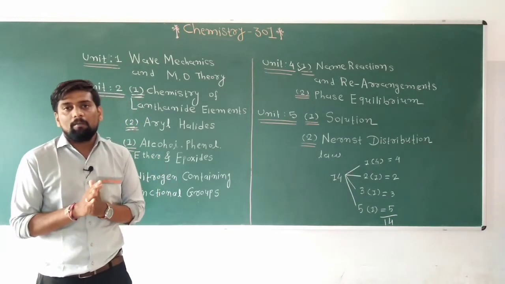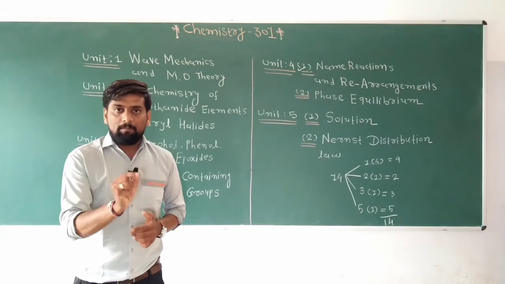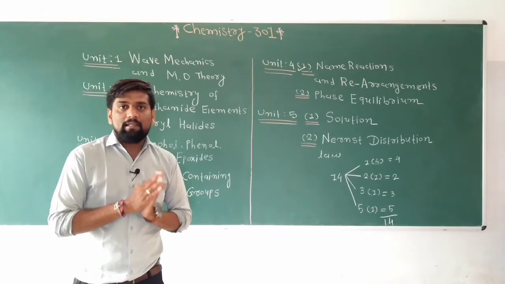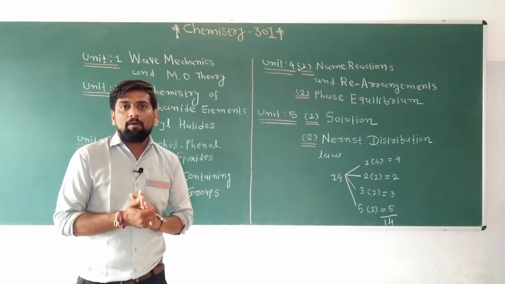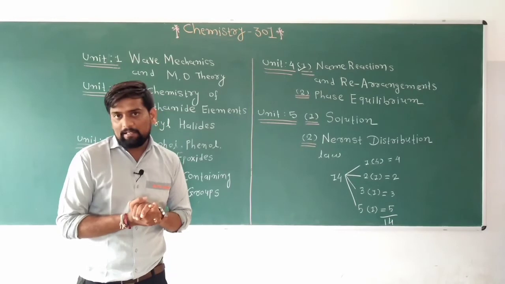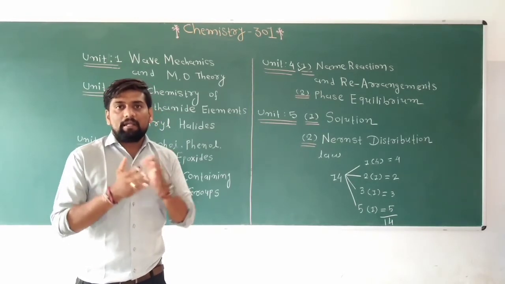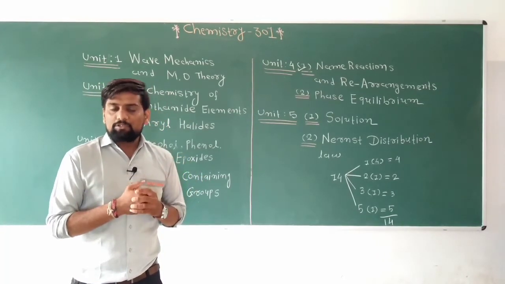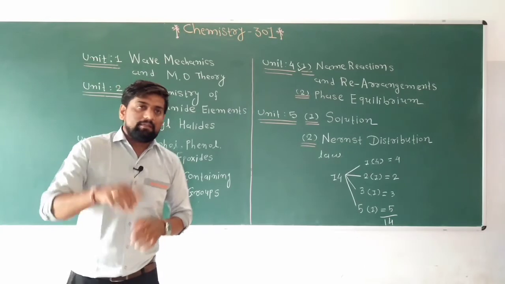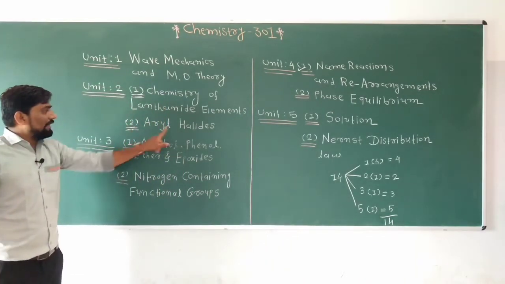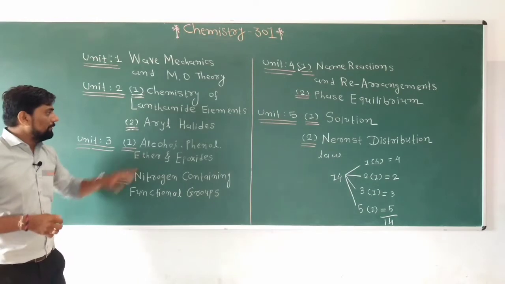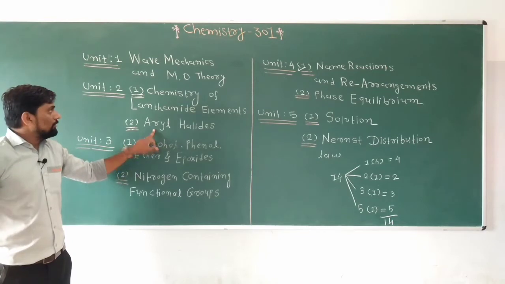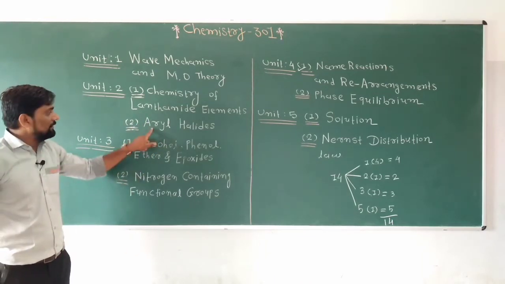In this chapter we will learn about the chemical property, physical property, and magnetic property of all of these 15 lanthanide elements. And then we will learn about the oxidation states of lanthanide elements. Then we will learn about the lanthanide contraction. Then we will learn about the application, meaning the use, of the lanthanide elements. Then chapter number 2 is aryl halide. In this chapter we will learn about the preparation and relative reactivity of aryl halide. So this is a short chapter, that's why it is an important chapter.